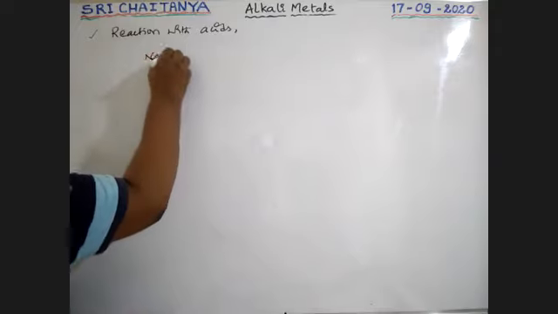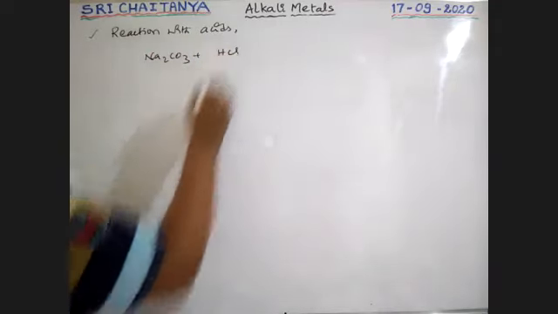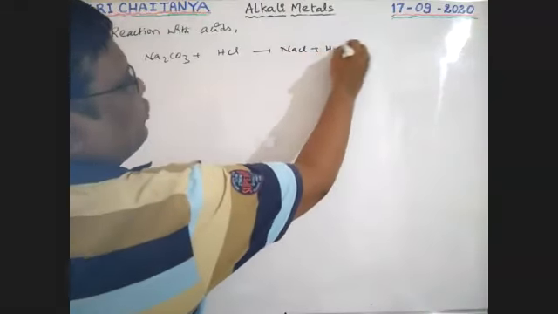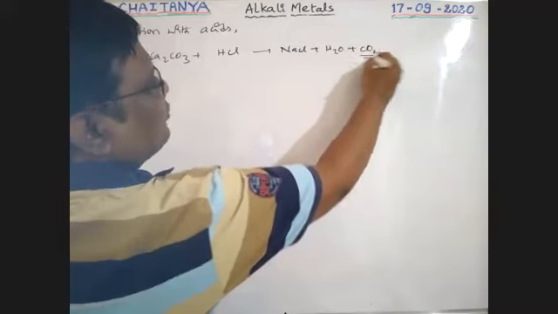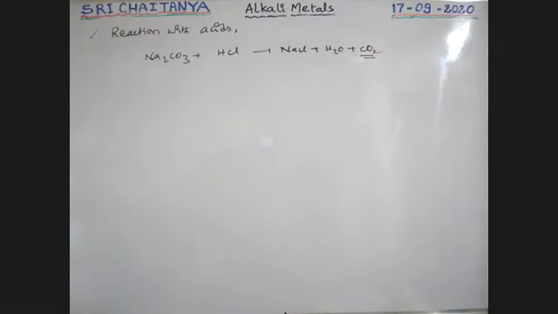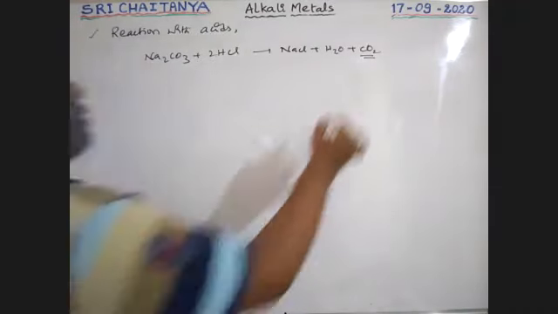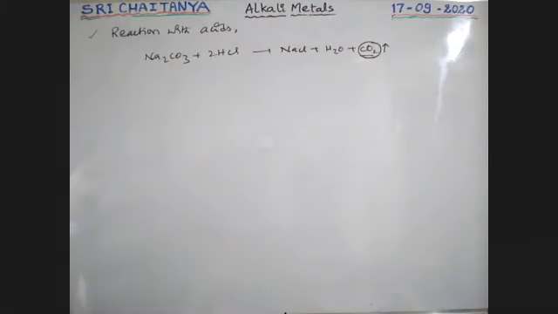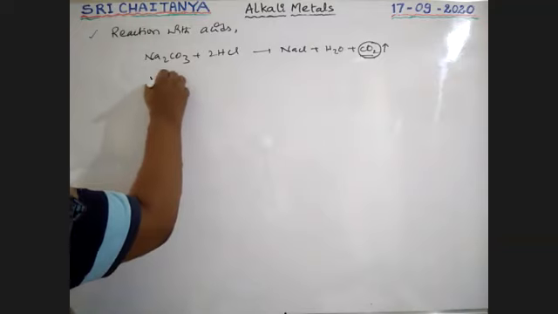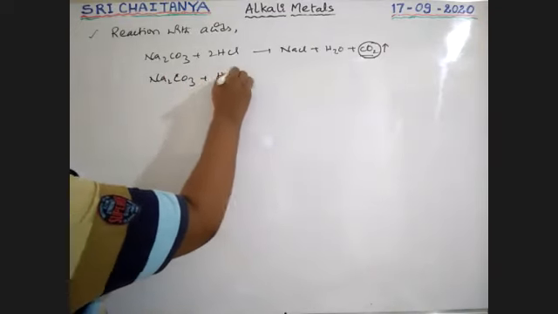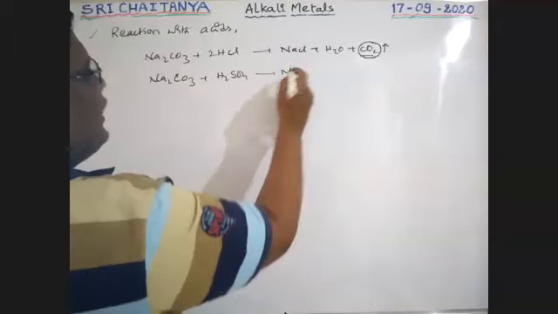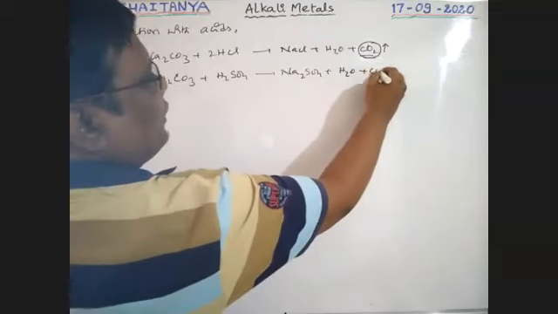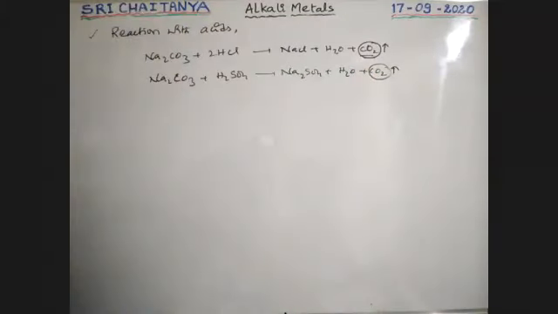See here, Na2CO3 when it reacts with an acid like HCl gives NaCl plus H2O plus CO2. So 2HCl, and carbon dioxide gas is evolved. Similarly, when it reacts with H2SO4, which is also an acid, that gives Na2SO4 plus H2O plus CO2 gas. Carbon dioxide gas is released.